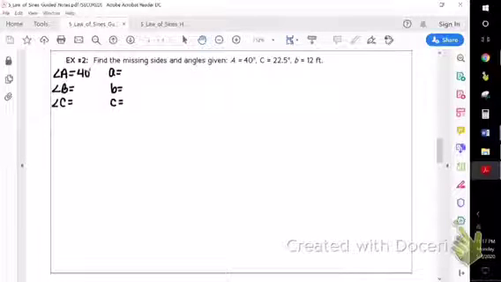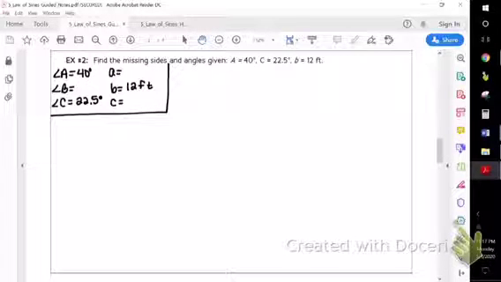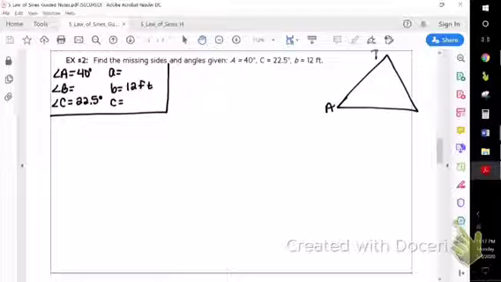I'm going to fill in what they gave me. And so I know that once I have filled in this box, I am finished. Now, if you need to draw it, you can. Remember, it's not going to be drawn to scale. So side B is 12 feet, angle C is 22.5 degrees, and angle A was 40 degrees. And so we just need to finish solving this.